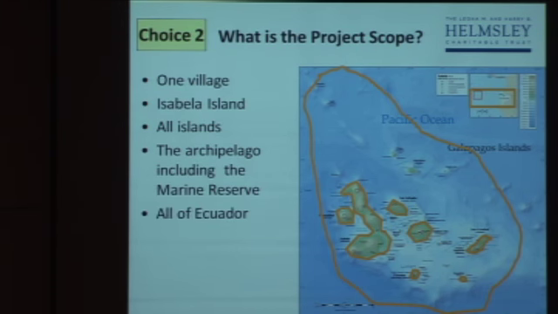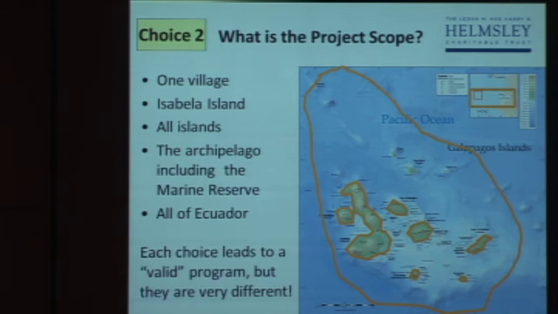Here's the thing about the open standards. There's no right answer to that question. But the open standards do demand that you answer that question. Because if you're trying to manage all that, that's a very different question than if you're just trying to manage that. So you have to be clear about what you're going after. Each choice leads to a valid program, but they're all very different.